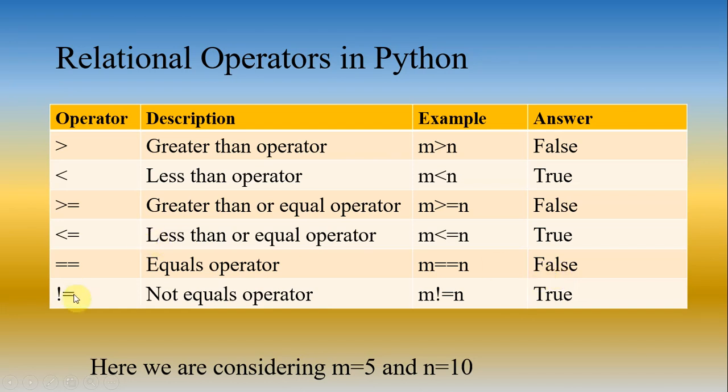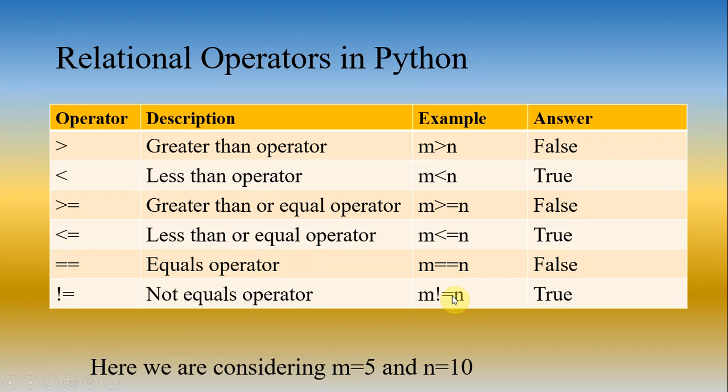The last one is the not equals operator. This is used to represent not. So, not equals operator is used to check whether a value is not equal to the other value. So, is m not equal to n? Is 5 not equal to 10? That is true. Remember that relational operators will either give a true value or a false value. They are very important while we are solving conditional statements.